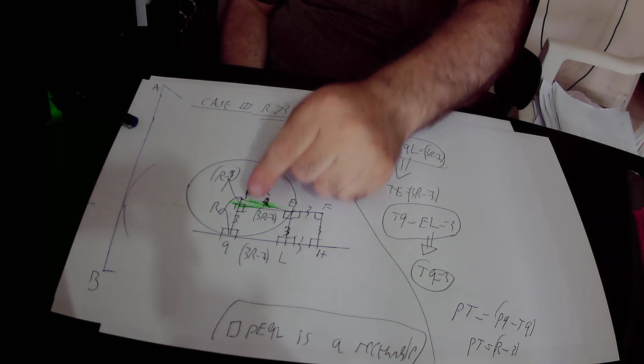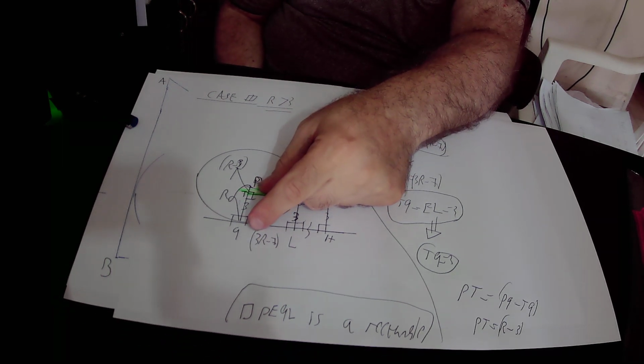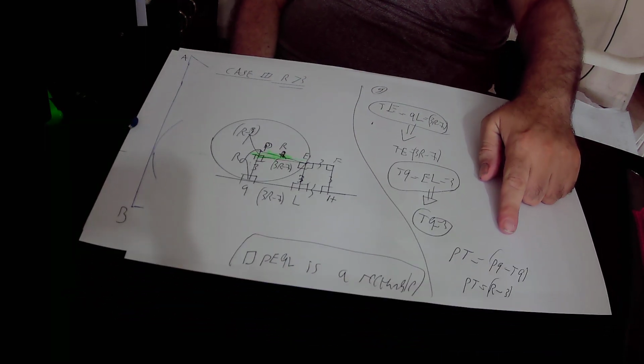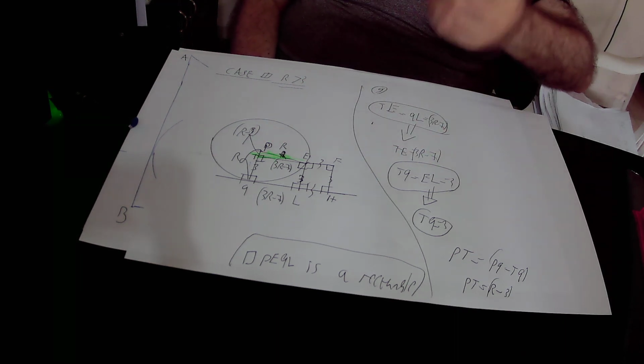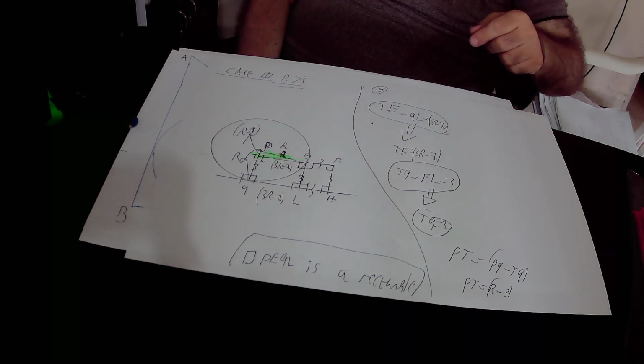What is the value of PT? From the diagram it is very easy to see that PT equals PQ minus TQ. So PT equals PQ, that is R, minus TQ, that is 3. So in conclusion, we found out that PT equals R minus 3.